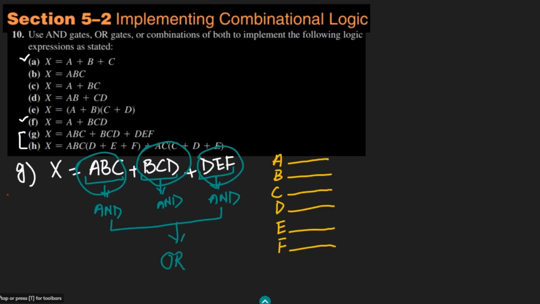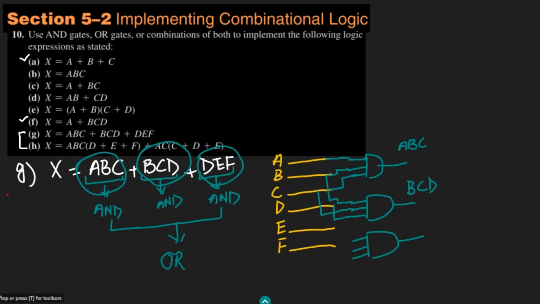Let me draw them here. The first gate is between A, B and C, so this is the AND gate with 3 inputs. Similarly, the second gate is also a 3 input AND gate, and the third gate is also a 3 input gate. So these are the inputs and these are the outputs. The output of the first gate is ABC, so let me give them A, B and C. Therefore the output of it will be ABC. Similarly, the output of the second one is BCD, so this will be B, this is C, and this D. So here I will have BCD, and to the third gate I have DEF.